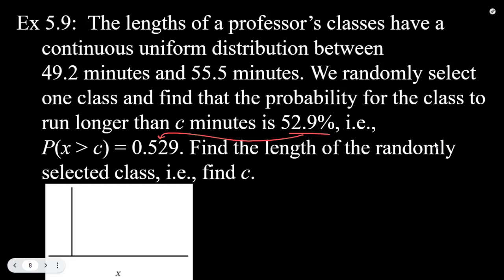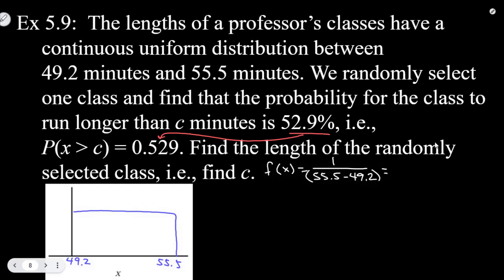So once again, we've got to set up our picture here. We know that it's a uniform distribution between 49.2 minutes and 55.5 minutes. And once again, we need to find the value of the function. So f of x will equal 1 divided by, and then we find these endpoints, 55.5 minus 49.2. And I'm going to make sure I put parentheses around that when I type it into my calculator. So 1 divided by parentheses 55.5 minus 49.2. And that gives us, again, a bunch of numbers here.